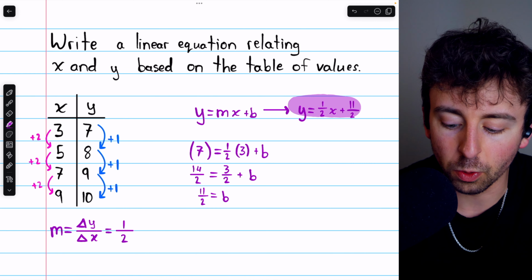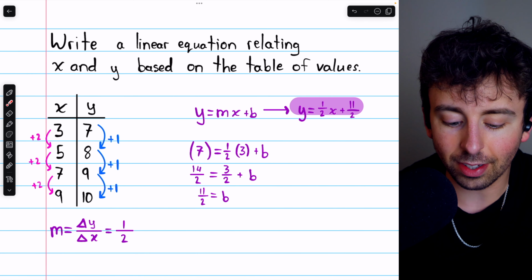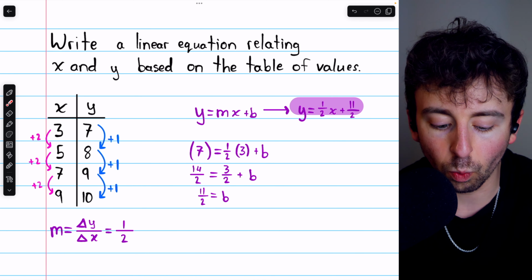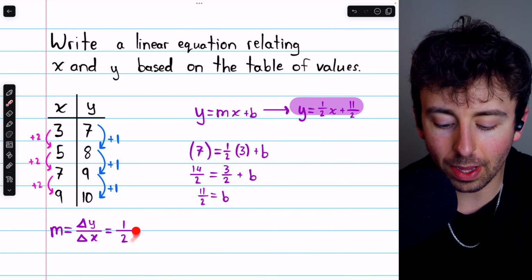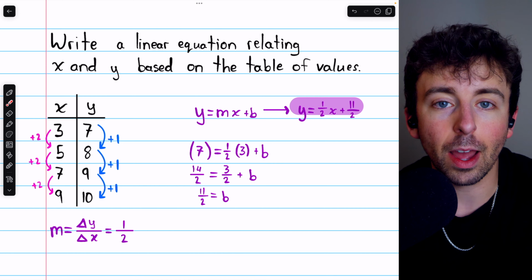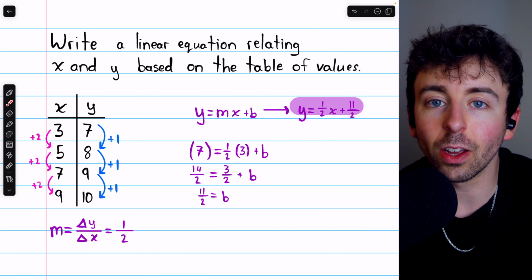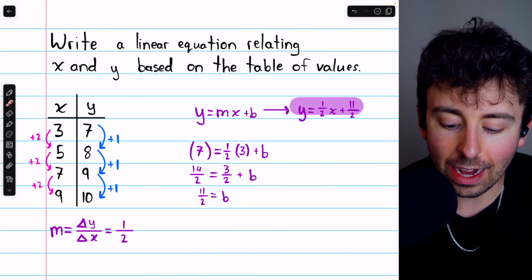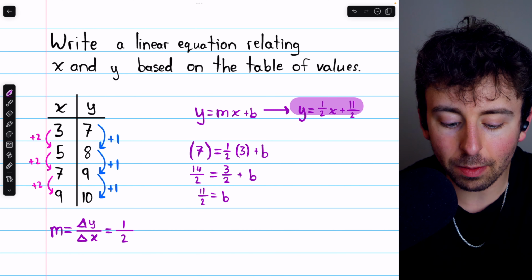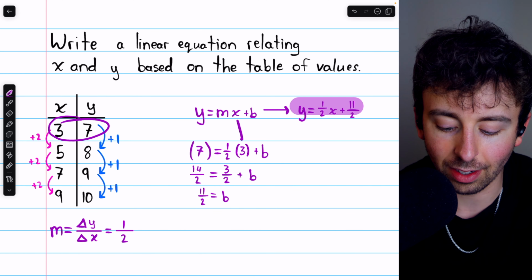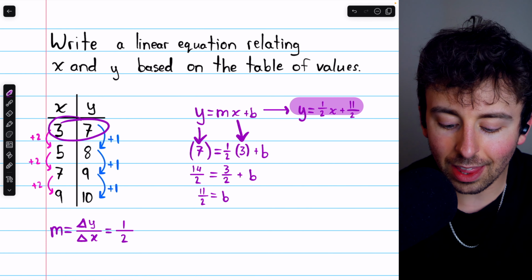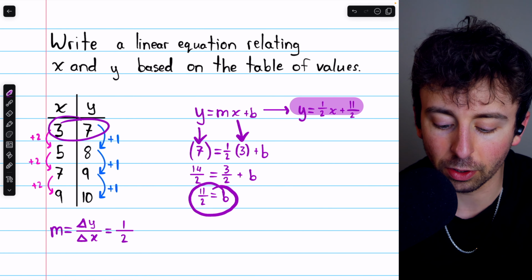And there's our solution. This one's a little bit harder. We see that the change in y is 1 at each step, and x is changing by 2. So the slope is 1 over 2. Each time x goes up 2, y goes up 1. We can plug that known slope in, and we can plug in any of these points. Let's say we plug in 3, 7, so x equals 3. Y equals 7, and then we solve for b and get 11 over 2.